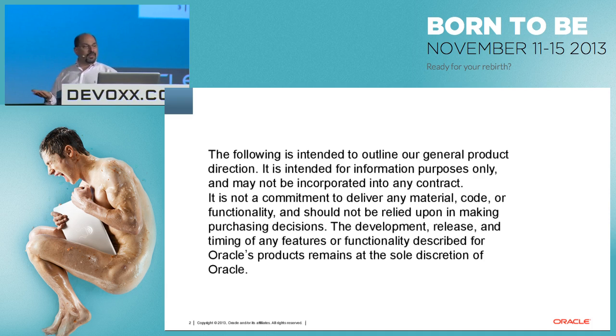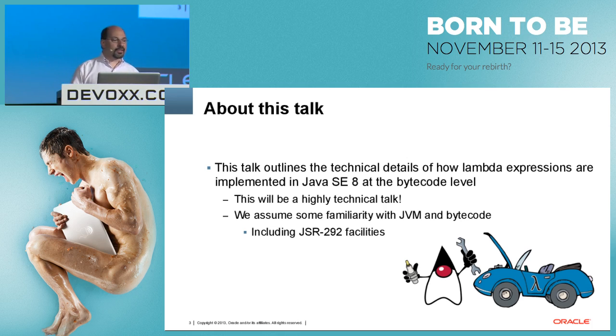So I'm going to talk about the technical details of how Lambda expressions are implemented in Java SE8 at the bytecode level, and what the various players are in this system. You have the compiler, you have the language runtime, you have the VM, and how they sort of work together. Now, there's going to be a lot of nuts and bolts here. I'm assuming people are familiar with not just the Java language, but the JVM and JVM bytecode.